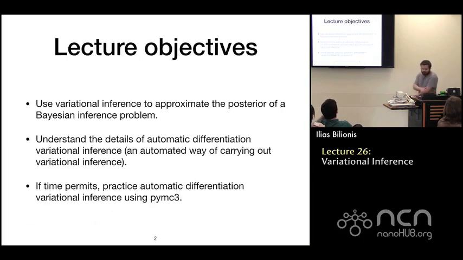All right, so these are our objectives for today. We're going to use variational inference to approximate the posterior of a Bayesian inference problem. Okay, pretty much what we have been doing with Markov chain Monte Carlo and sequential Monte Carlo. We're going to look into the details of automatic differentiation variational inference. We're going to open this black box and look inside it and try to grasp the main ideas behind it.